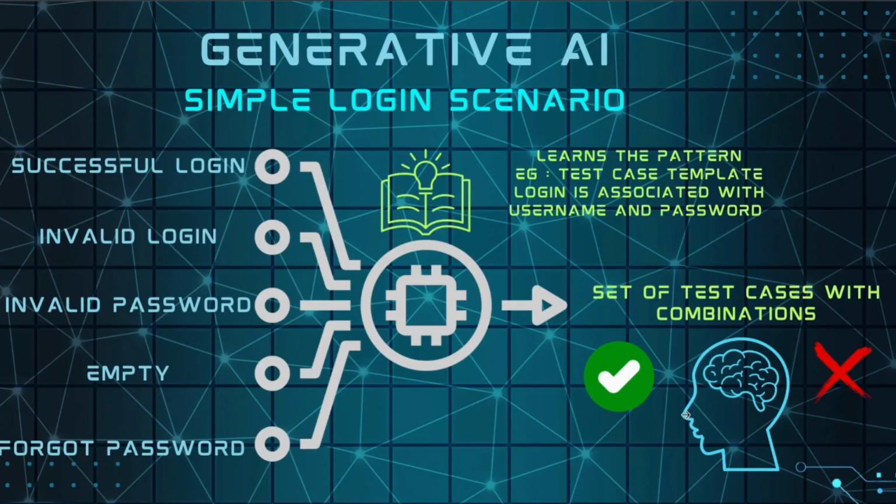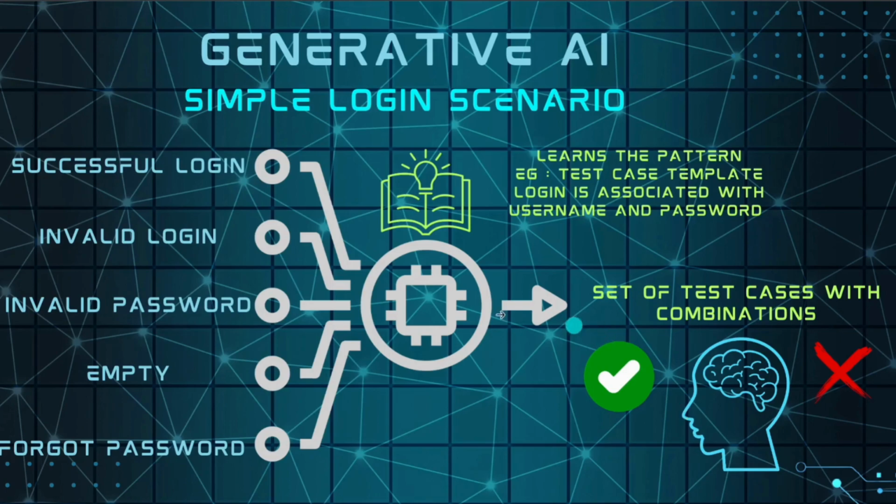Now let's look at a simple visual representation of how exactly generative AI works. For example, you are a test engineer or a quality assurance engineer testing an e-commerce website, and the scenario is to test the login page. When you ask generative AI, it will be able to provide you the test case scenarios along with the test data, which we will find out in the upcoming minutes of this session, or maybe in the next video. But exactly how does it do so?